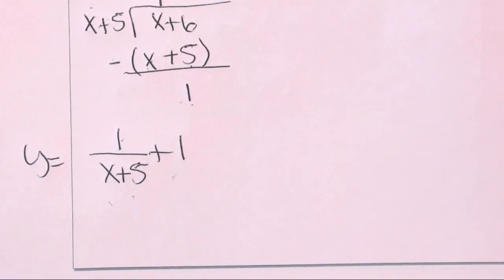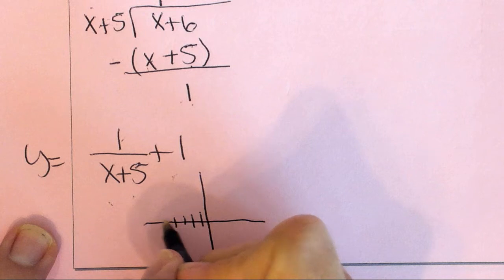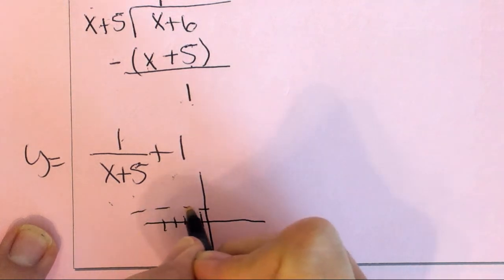If I were to graph this, it would be a reciprocal function. It's going to go left 5 and up 1. So I'd go left 5, 1, 2, 3, 4, 5, and I'd go up 1. Those are my asymptotes.